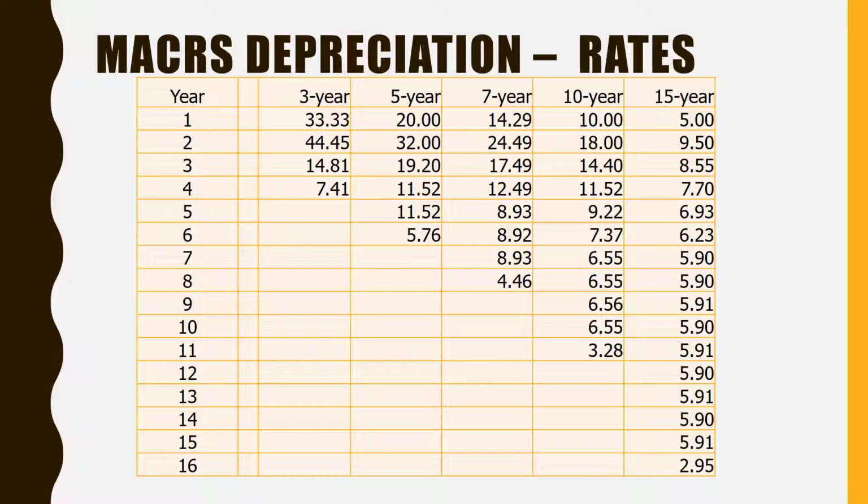Then they give you the rates. What they use is a double declining balance method, but then it changes to straight line when it becomes more advantageous to go straight line. The other component here, if you notice, the 3-year property has 4 different lines for it. It goes over 4 years. And the reason is they use a half-year convention.